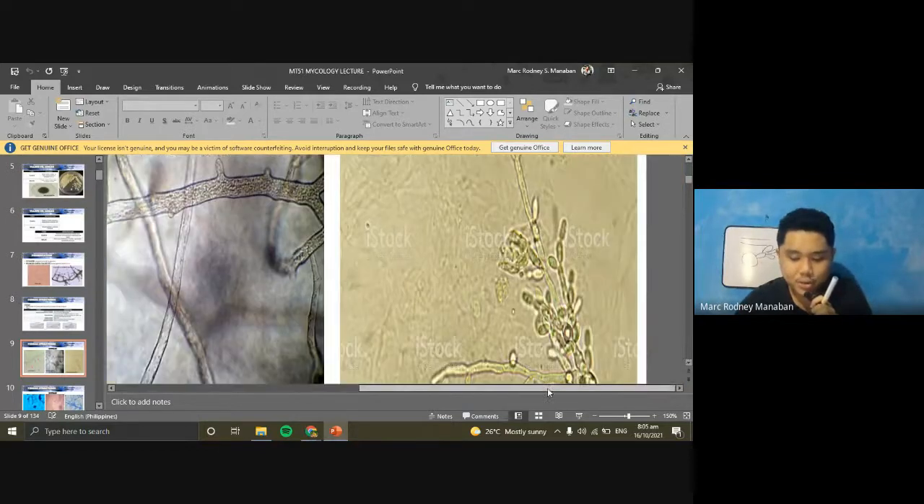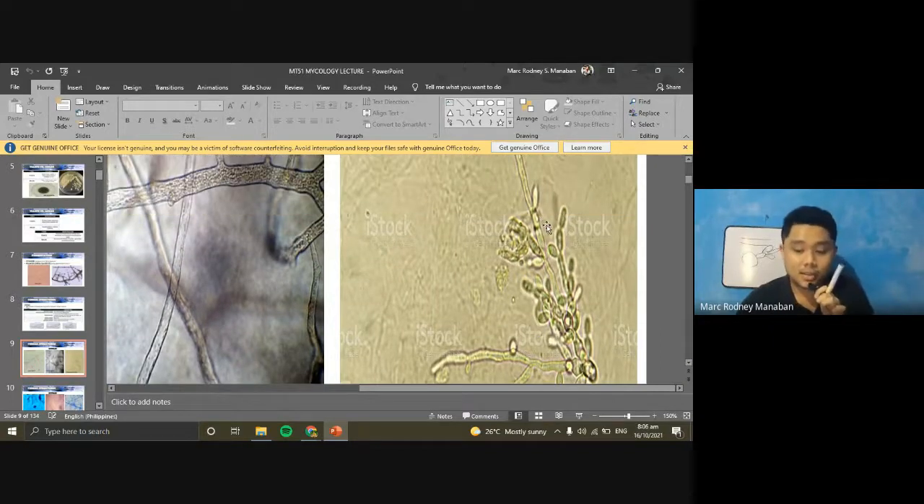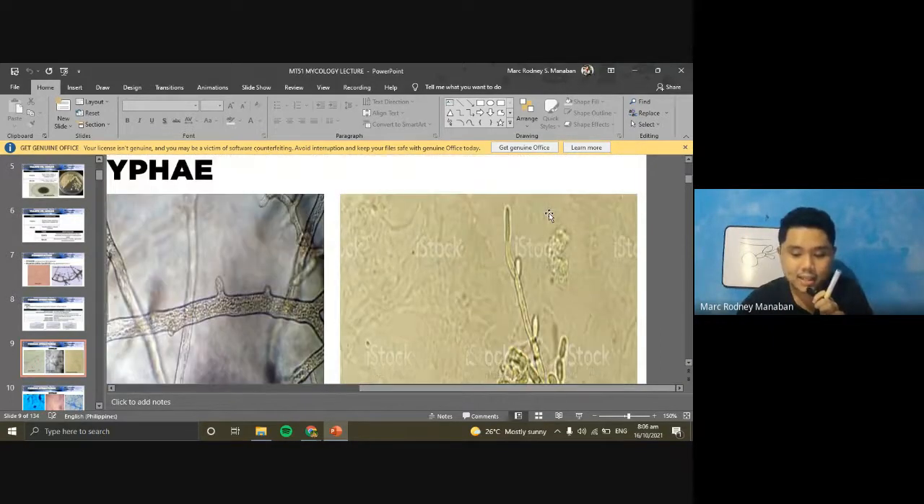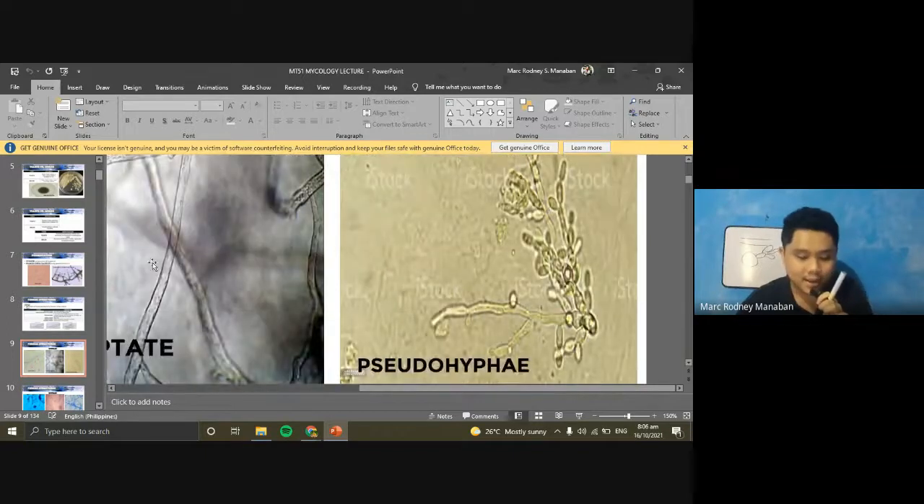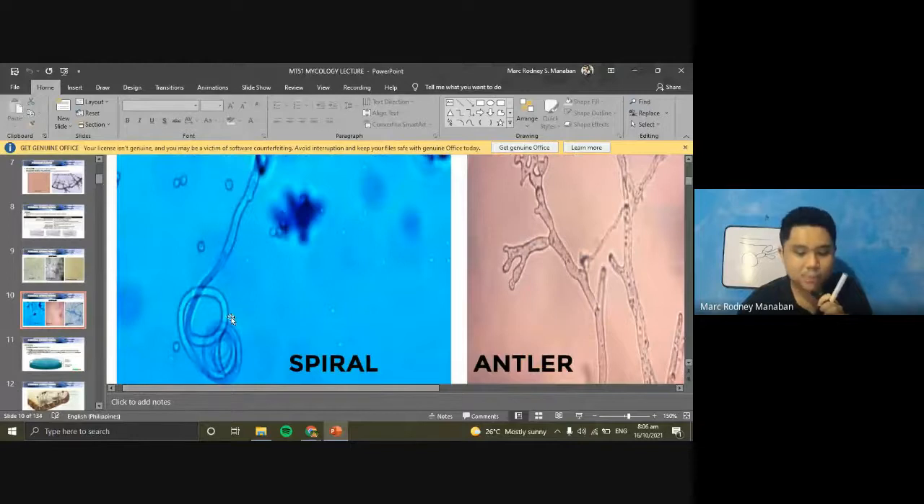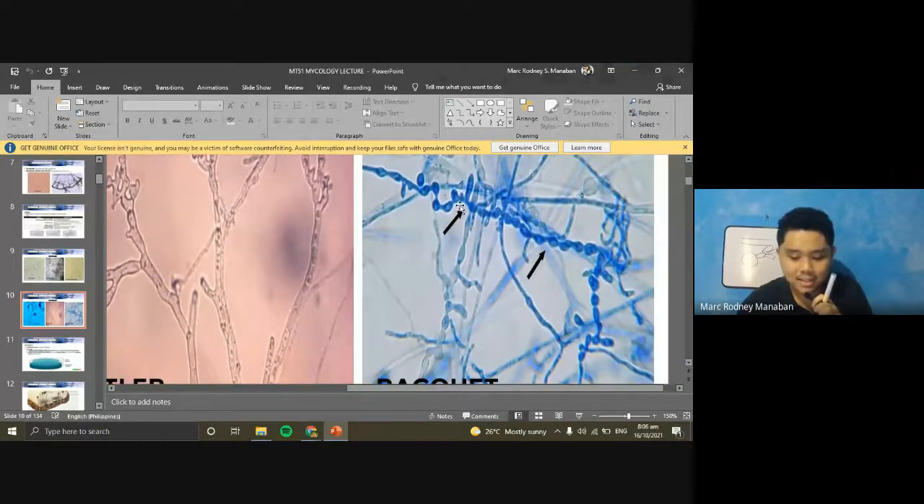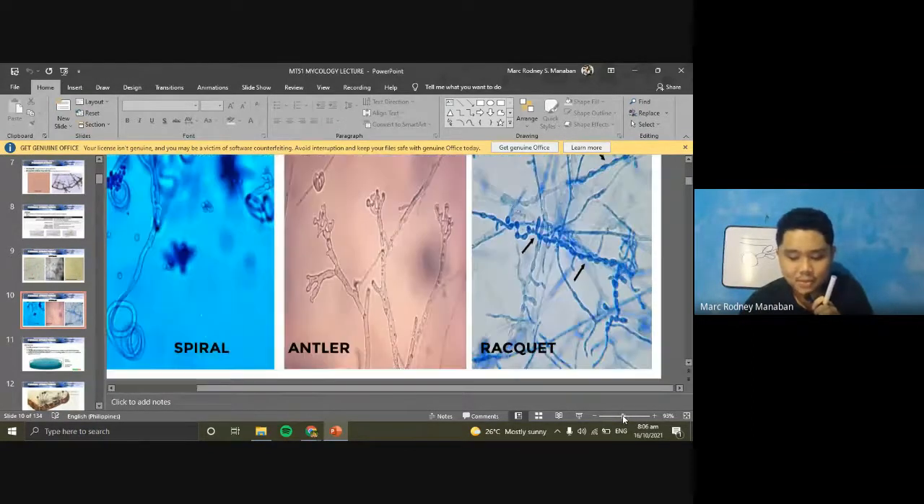And then next, you have the pseudohyphae. As you can see, these are cells lang that elongate from budding of the cells. All right, and again, this is seen sa imuhang yeasts. Okay. Next, you have spiral hyphae. As you can see, spiral. Ayan, nag-spiral yang hyphae. Okay. Next, antler. Di ba mo siya antler sa imuhang moose or sa reindeer. And then last, you have racket. Di ba mo siya og racket. Mura siya o kanang tennis racket. Okay, ayan. So that's for the different types of hyphae.